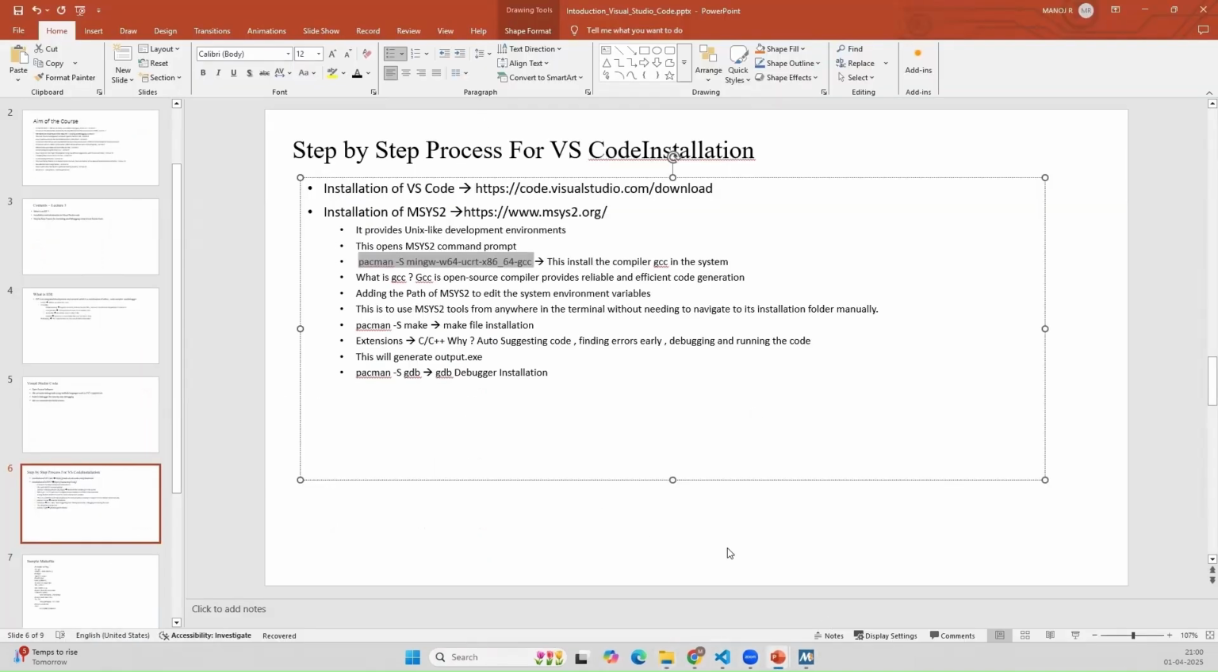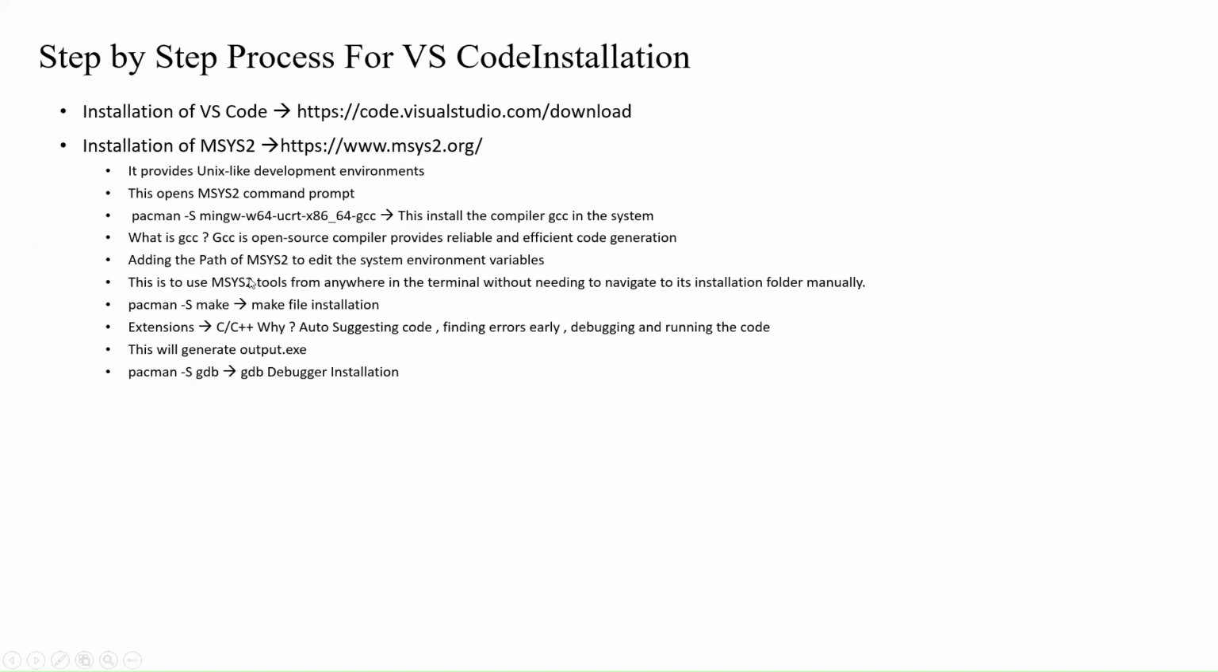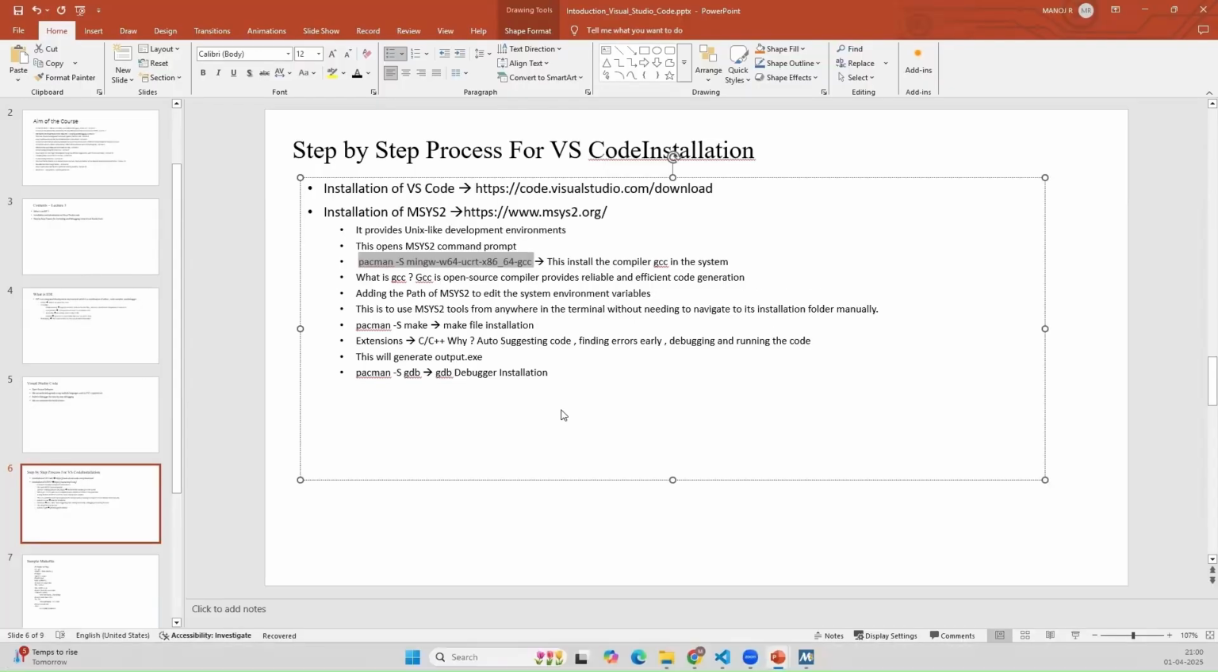Then the next step involved is the GCC installation is done. Then the next step is to add the path of MSYS2 to the system environment variables. So why do you need this? If you want to type some commands in the MSYS2 command prompt, the system should be able to find that. So that is the reason why we are doing this.